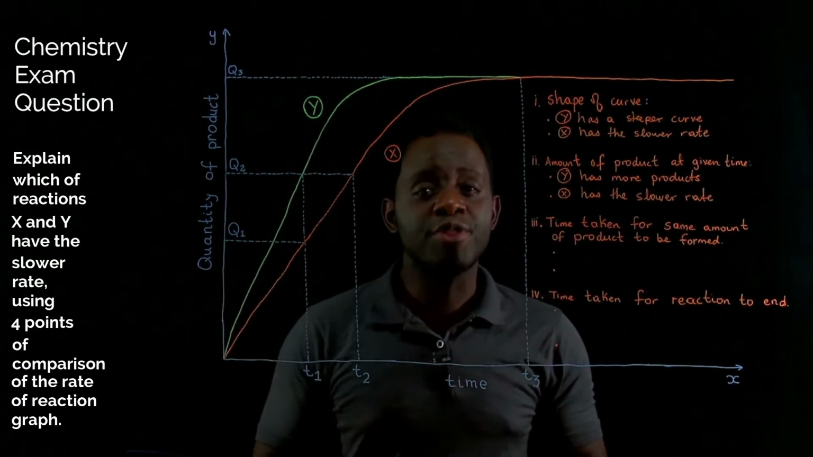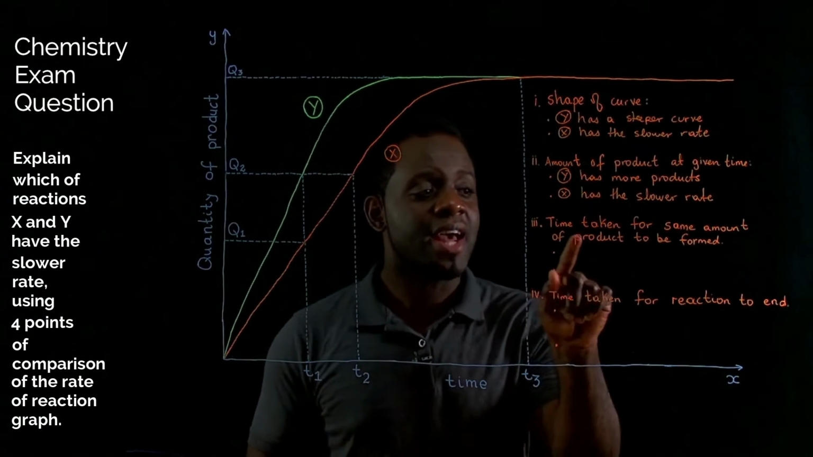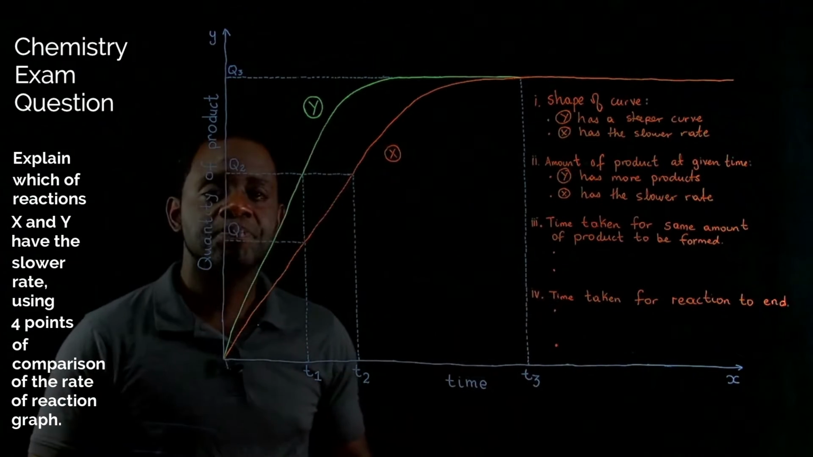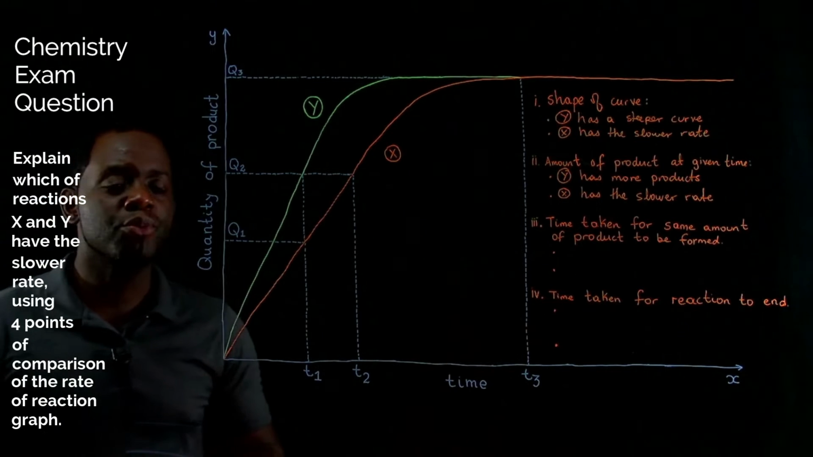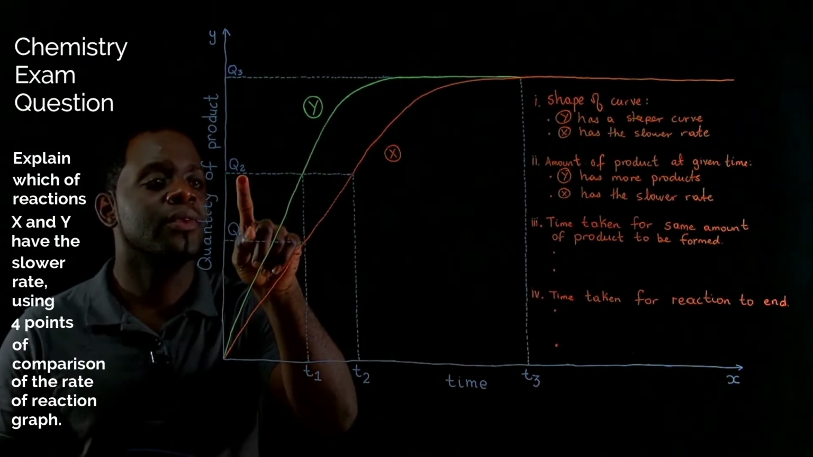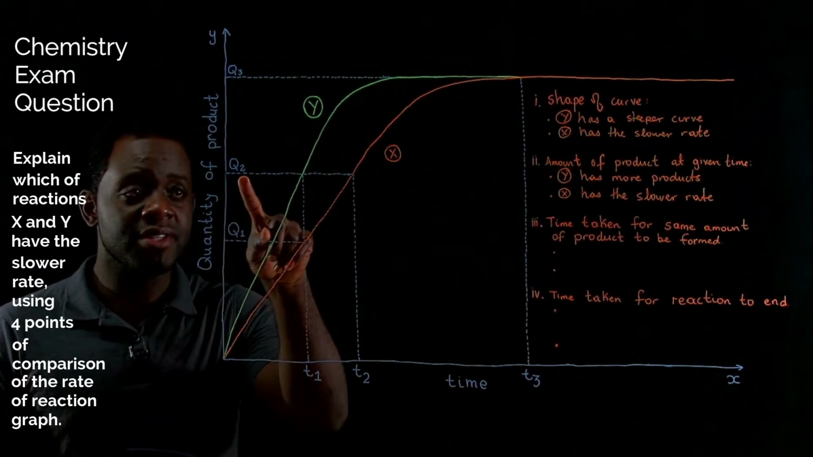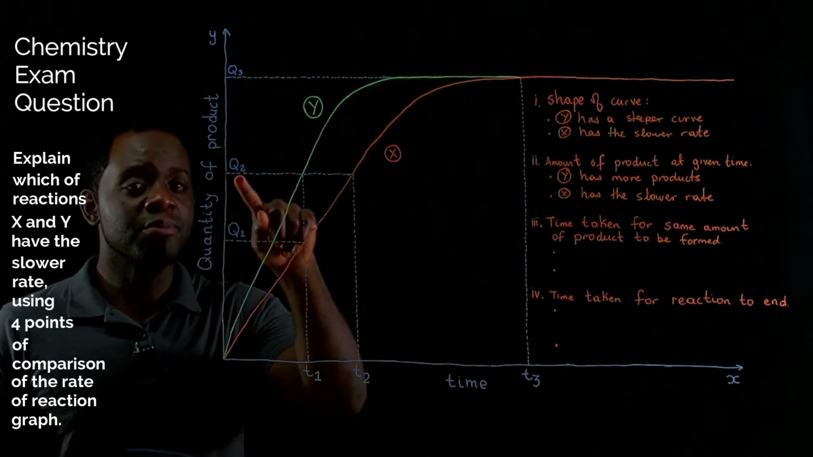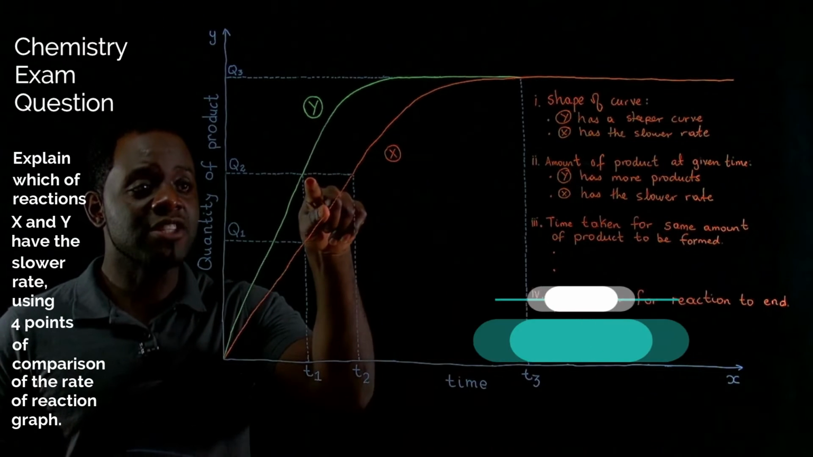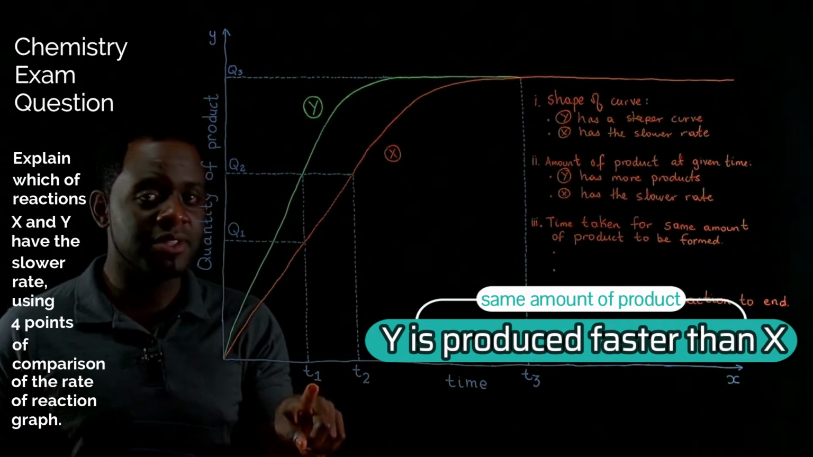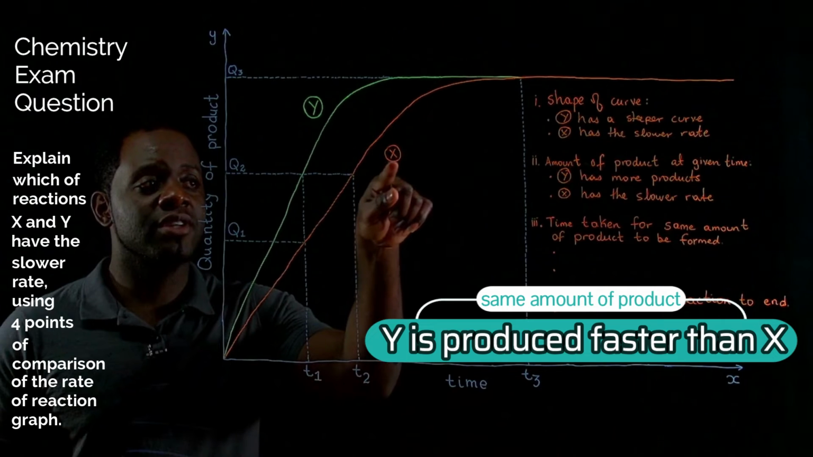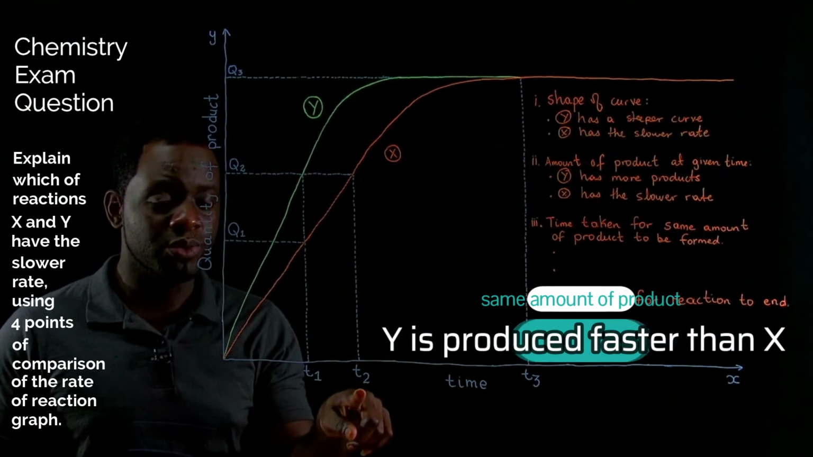Now onto the third point of comparison, the time taken for the same amount of product to be formed. Let's take the amount of product to be formed as this horizontal line Q2, and the graph is showing us that the amount of product Q2 formed from reaction Y takes place at a faster time T1 than that which occurs in the reaction X, T2.